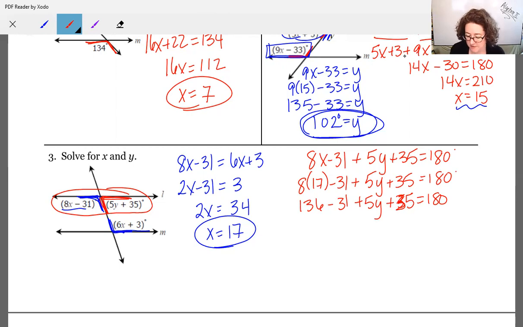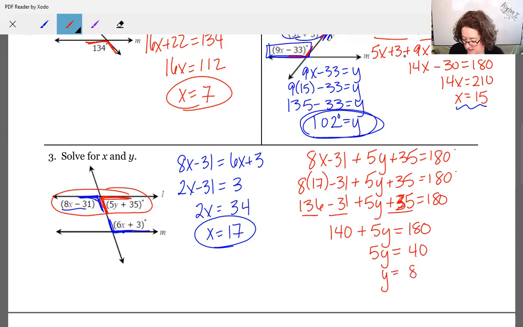So then combine our like terms. We've got a 136, a negative 31, and a positive 35. I do not trust my mental math on that many values. So checking on the calculator, I get 140 plus 5y equals 180. And our numbers are starting to come out pretty nice. Subtract 140 from both sides. That gives us 40. Divide both sides by a 5, and then we're going to get an 8. Awesome. Again, you can always plug your numbers back in to check if you're unsure if your answer is correct. Alrighty, so let me save that.